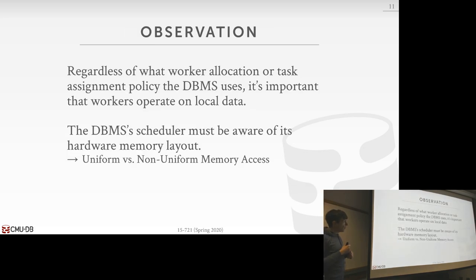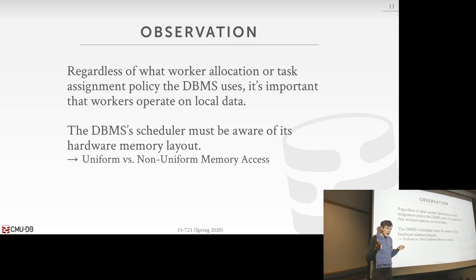All right, so now let's get to his question about whether the core is running on the same socket or a different socket. Regardless of how we do our worker allocation or task assignment policy, we want to make sure that all the workers operate on local data. In a distributed system, this is a no-brainer. If one machine is on the West Coast and one is on the East Coast, and my query wants to touch data on the West Coast, I send the query to the West Coast and process it there, so it's operating on local data.